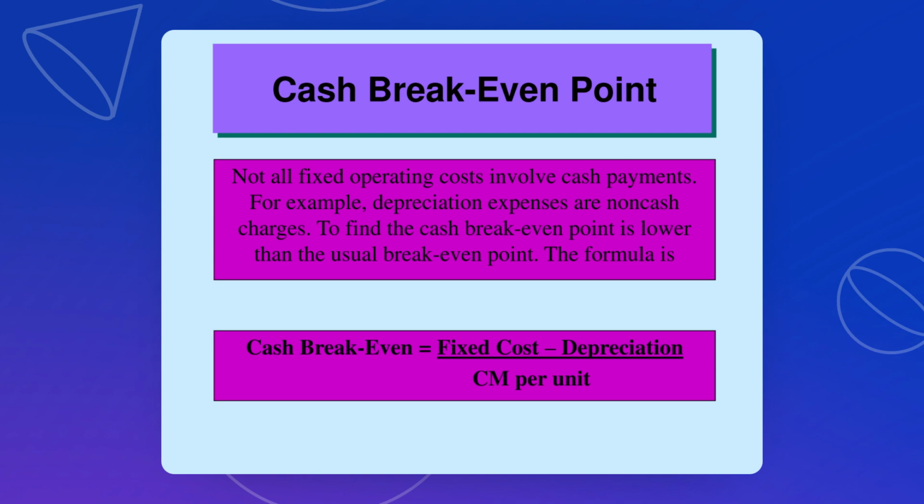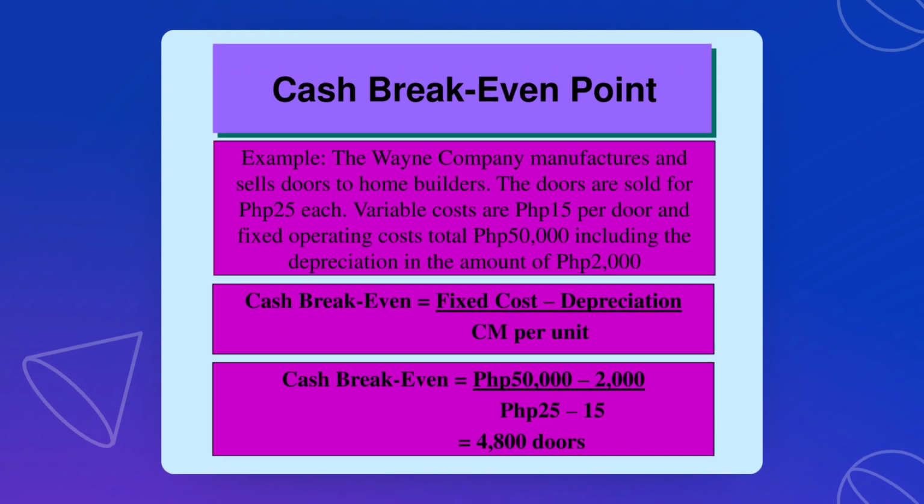For example, Wayne Company manufactures and sells doors to home builders, and the doors are sold for 25 pesos each. Variable costs are 15 per door, and your fixed operating costs totaled 50,000, including depreciation in the amount of 2,000. In the cash break-even point, fixed cost minus depreciation is divided by your contribution margin per unit.